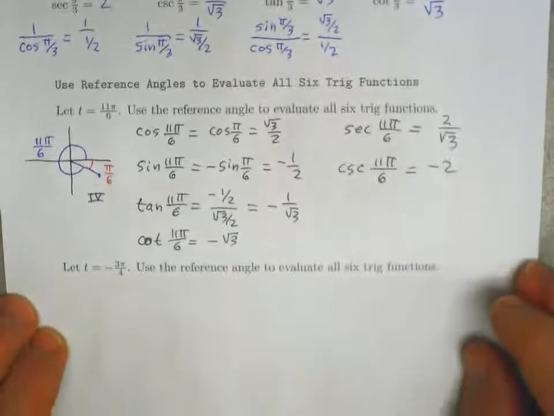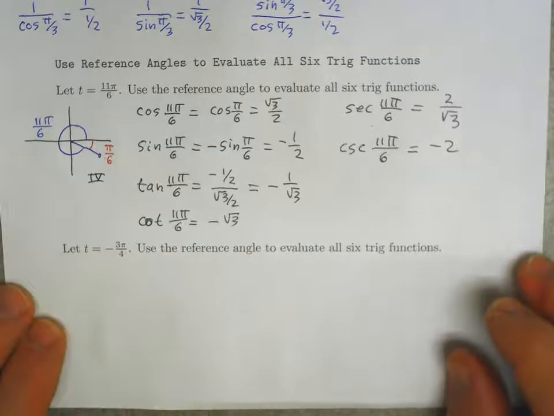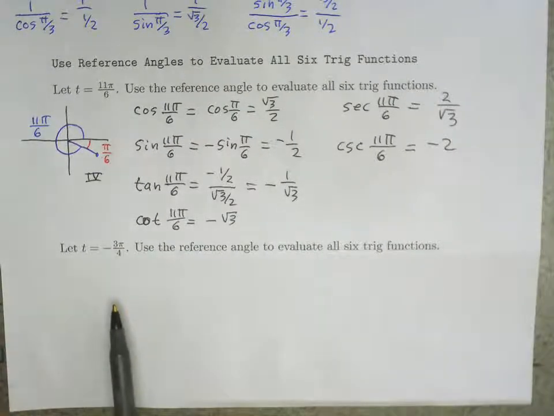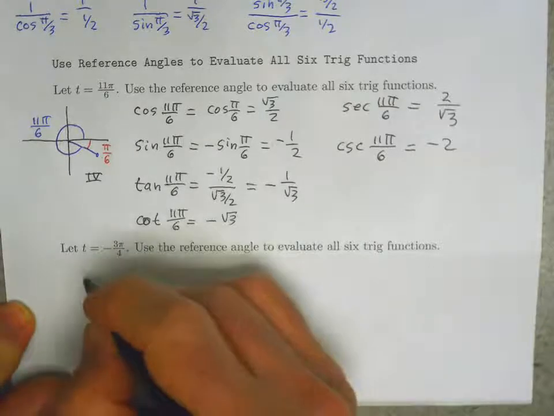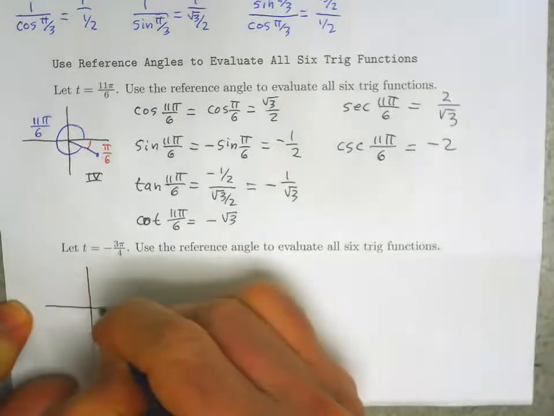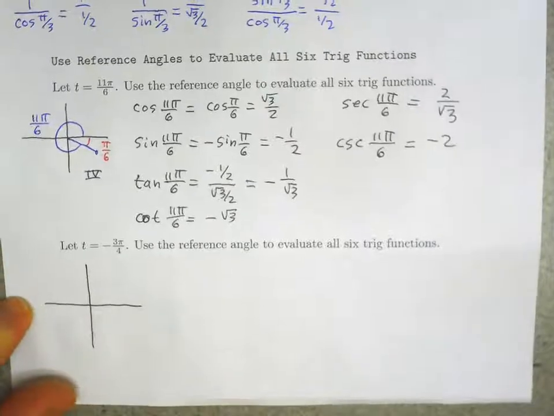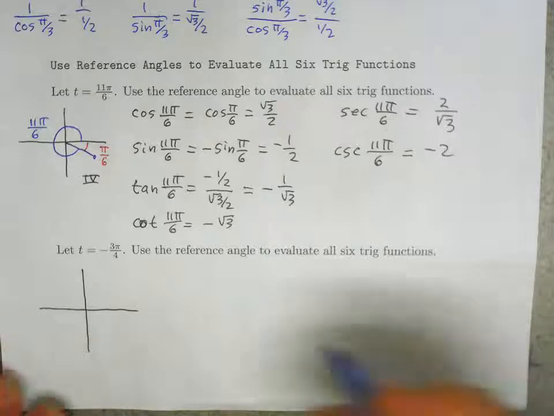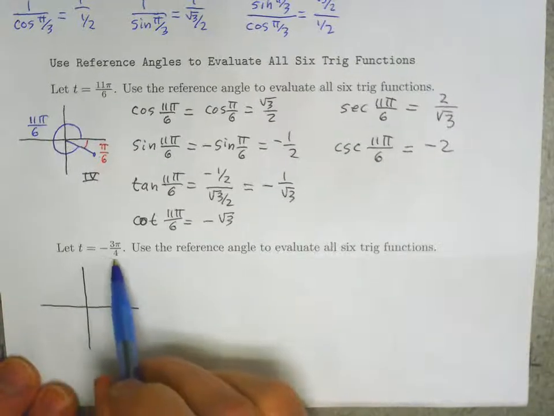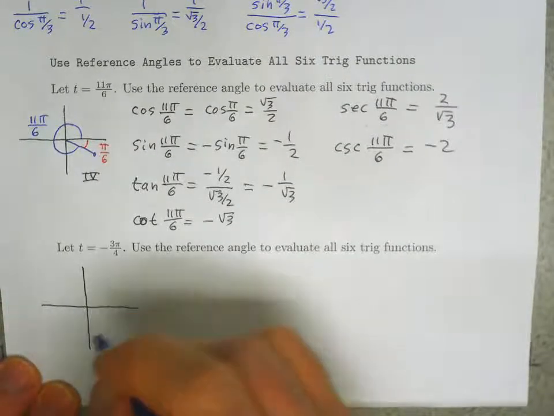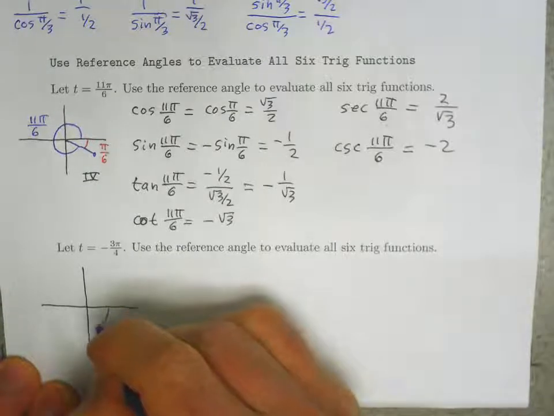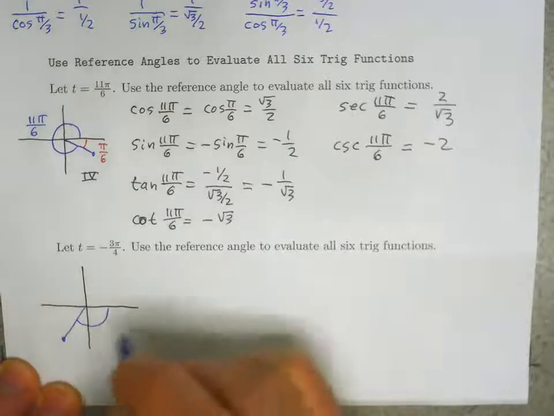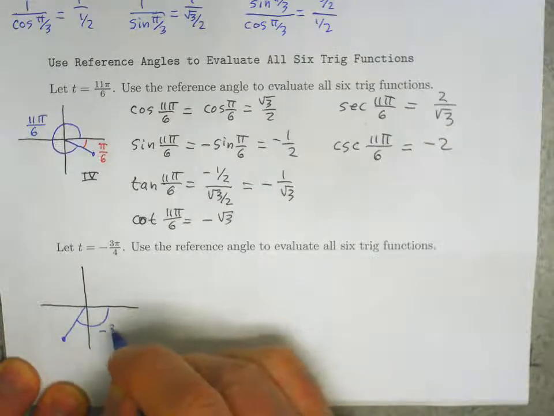Okay, another example doing the same thing. This time, let t be equal to negative 3 pi over 4. Okay, so it's a negative angle. That means we move clockwise. So negative 3 pi over 4, that's going to end up in the third quadrant. So this is negative 3 pi over 4.